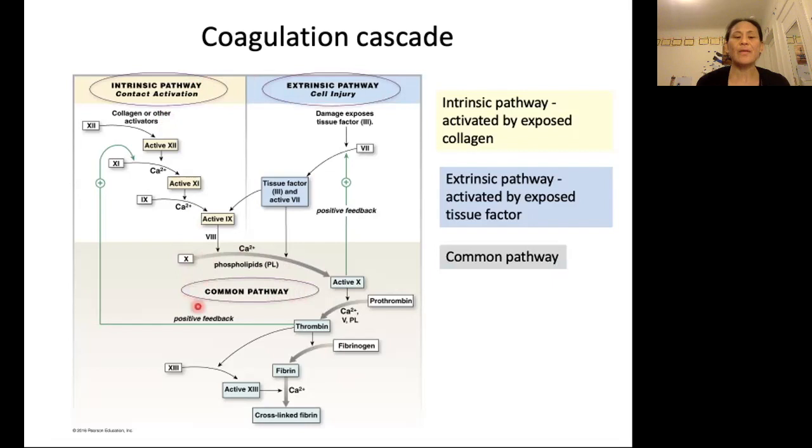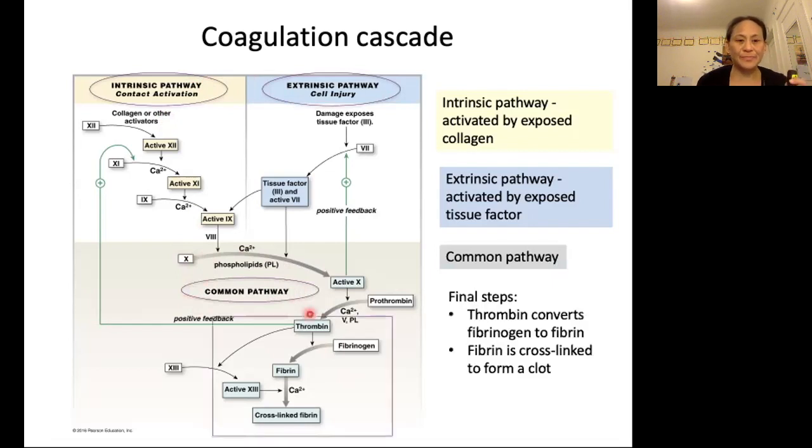okay? And then finally, we have our final steps of blood clot formation, in which thrombin converts the molecule fibrinogen into fibrin, okay? And then fibrin gets cross-linked into fibers, which then form a blood clot. So the fibers basically weave into the existing platelet plug, okay? And then they trap red blood cells, okay?